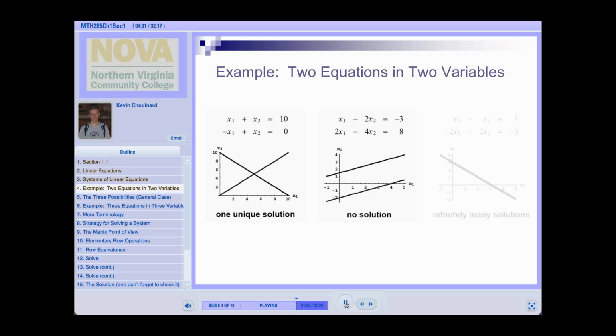And if we should end up with a system of equations where both equations were giving us the same line, then any point that sits on both of those lines, namely any point from either one of those lines, would be a solution. And so we'd have an infinite number of solutions to this type of system of equations.